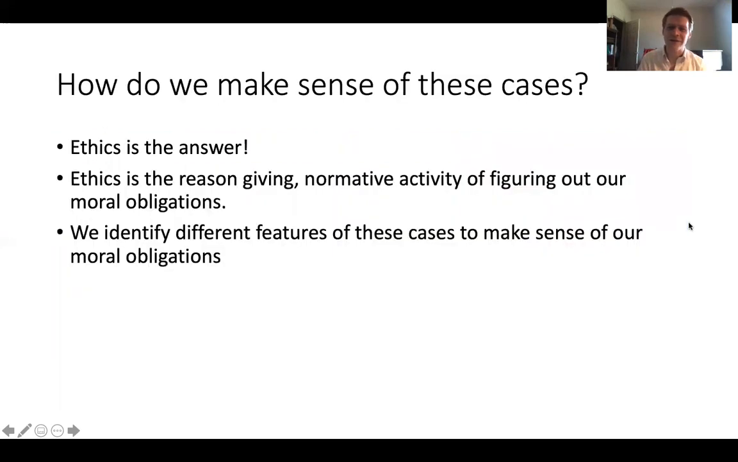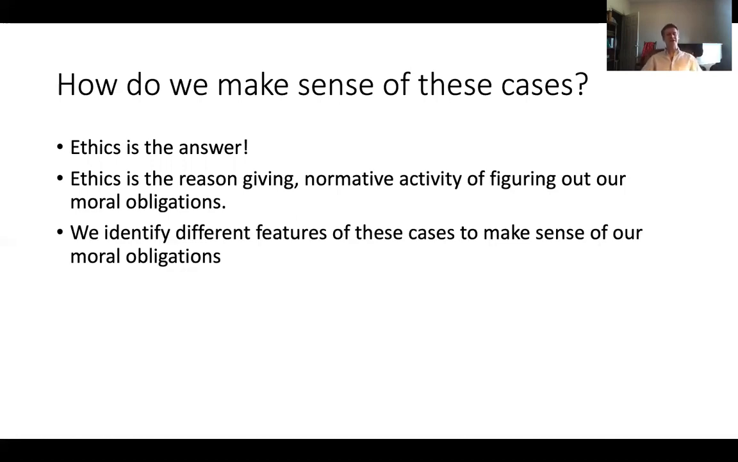So how do we make sense of these cases? These cases seem really difficult, and maybe there's no answer, but it seems like we should figure out some reasons that we can give to think about what we ought to do in these various cases. And so ethics attempts to give various answers to what we ought to do in various cases, including the trolley problem and the chop up Chuck case.